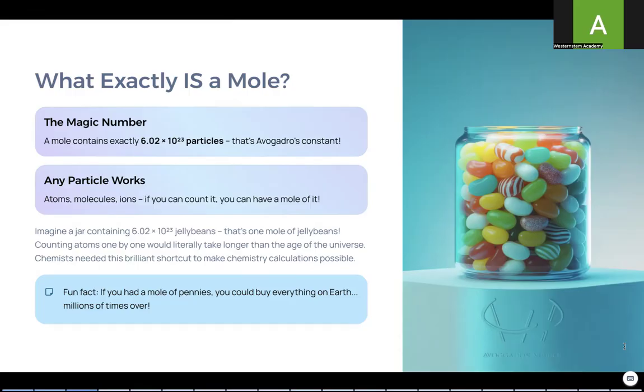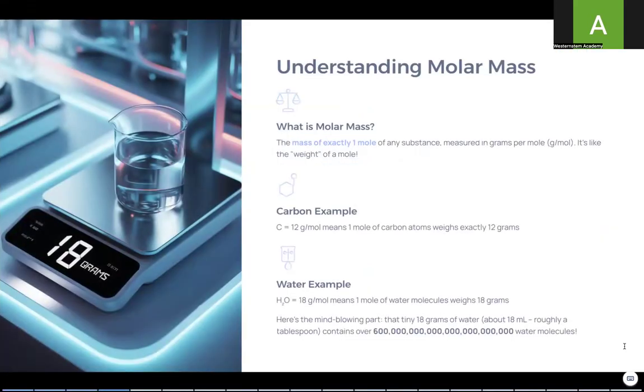Now imagine a jar containing 6.02 times 10 to the 23 jelly beans. That's 1 mole of jelly beans, right? So once we have 6.02 times 10 to the 23 particles, that's what a mole is. Counting atoms one by one would literally take longer than the age of the universe. You can't count them one by one. So chemists needed this brilliant shortcut to make chemistry calculations possible. A fun fact is that if you had a mole of pennies, you could buy everything on earth millions of times over, because it's 6.02 times 10 to the 23 particles.